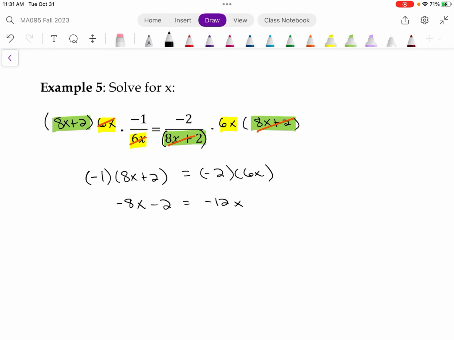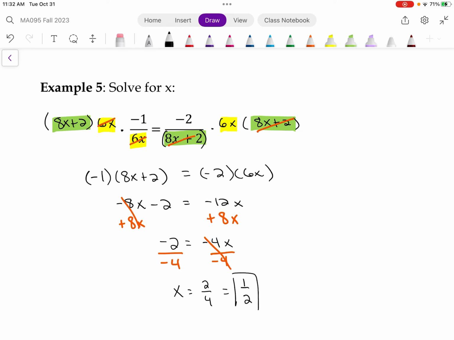There are other ways to do it, but that's how I'm going to show you because it's kind of the fastest. So I'm going to add 8x to both sides. And I'm going to say -2 equals -4x. Now divide both sides by a -4. And I get x equals -2 over -4 is 2 over 4, which is 1/2. So x equals 1/2.